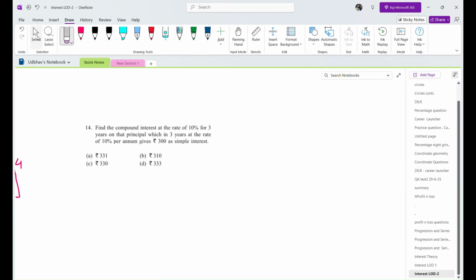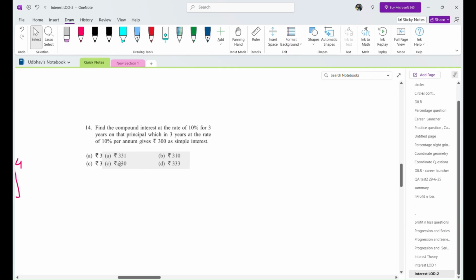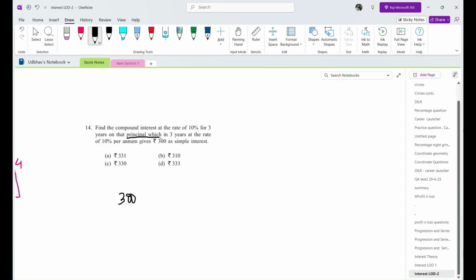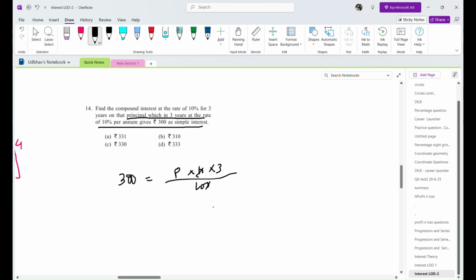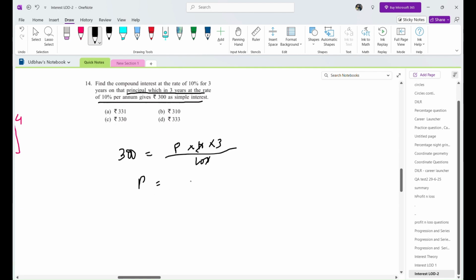14th question. Find the compound interest at a rate of 10% for 3 years on that principal which in 3 years at the rate of 10% per annum gives 300 as simple interest. Just complicated words. On that principal. So from the second part of the question we can find the principal. What principal, which in 3 years at a rate of 10% gives an interest of 300? So principal comes out to be 1000.